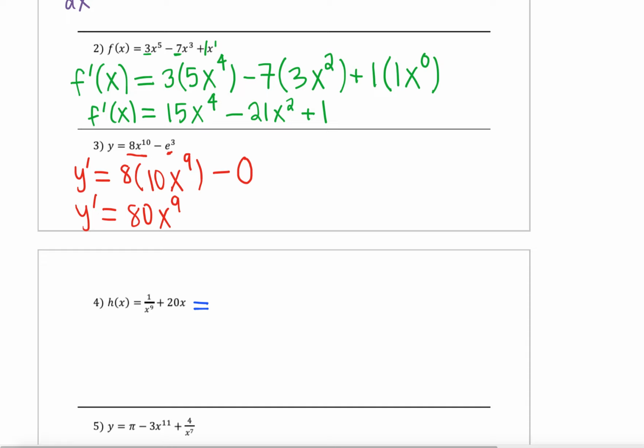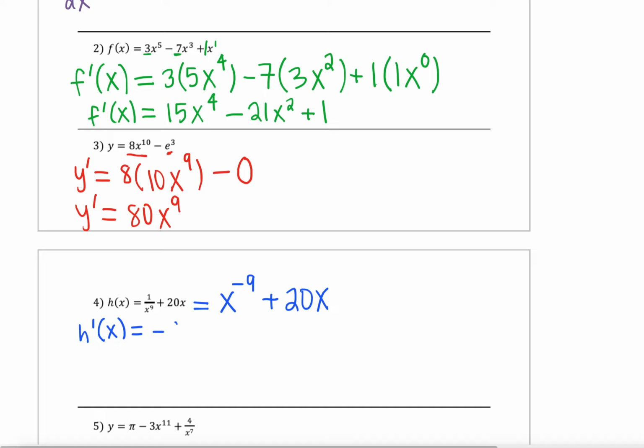For the 1 over x to the 9th, we can rewrite that as x in the numerator, but the exponent will now become negative 9. And then plus 20x is already in the numerator, so we can leave that piece alone. Now from here, we can find our derivative. So I'm now finding h prime of x, my derivative of h. And for each of these, I can ultimately use the power rule.